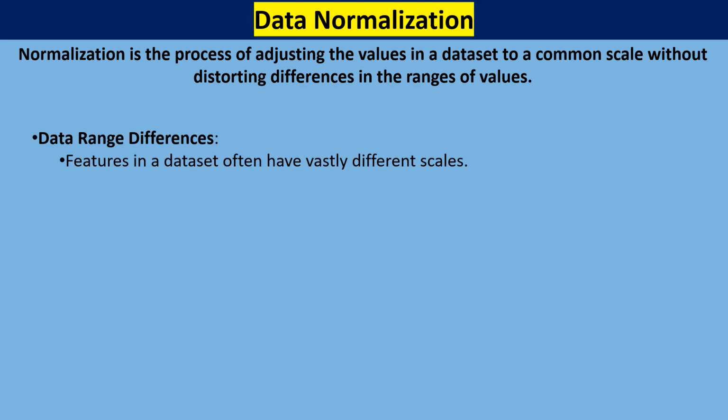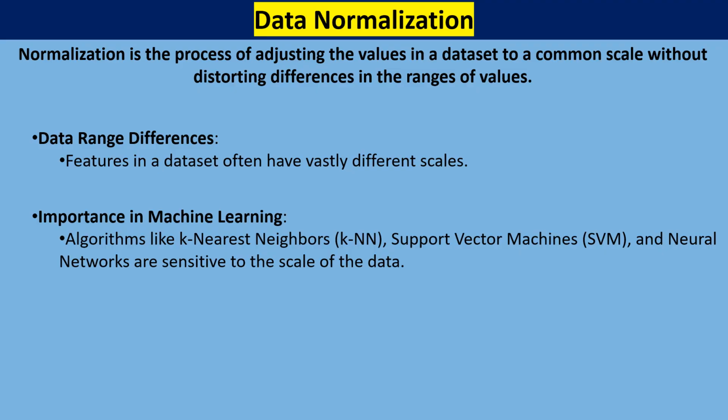Data scaling differences. Features in a dataset often have vastly different scales. For example, comparing a feature like age, ranging from 0 to 100, and income, ranging from 10,000 to 2 lakh. If left unnormalized, income will dominate model training due to its larger numerical range.